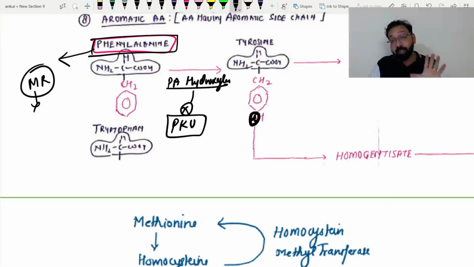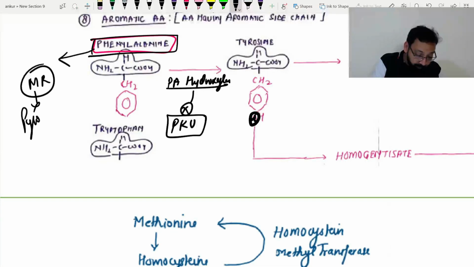Sometimes you will find that a child, infant, or neonate has a very large amount of vomiting, and you will find such intractable vomiting that you may confuse it with pyloric stenosis.